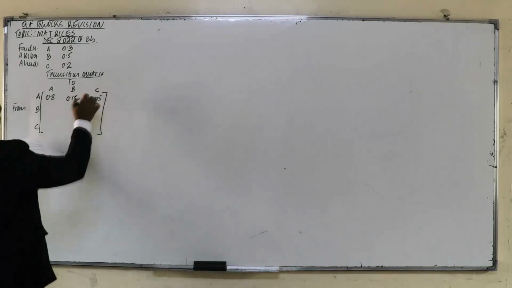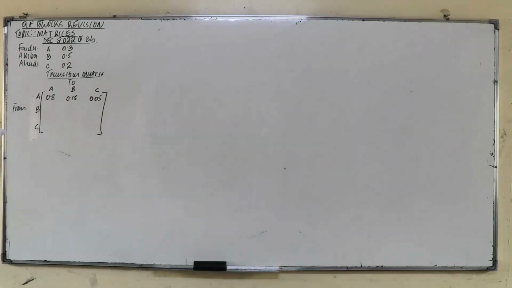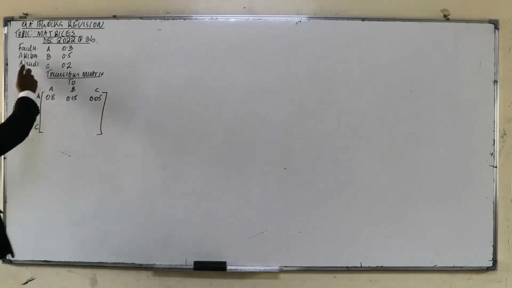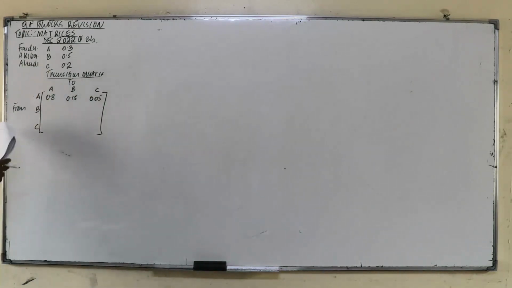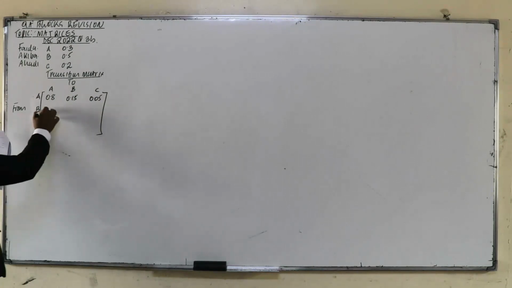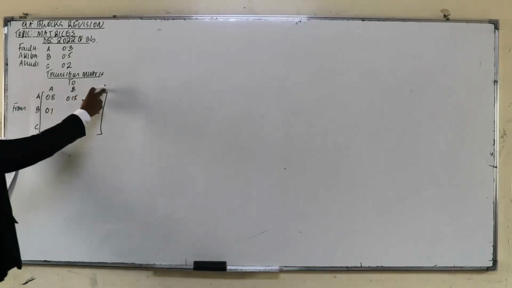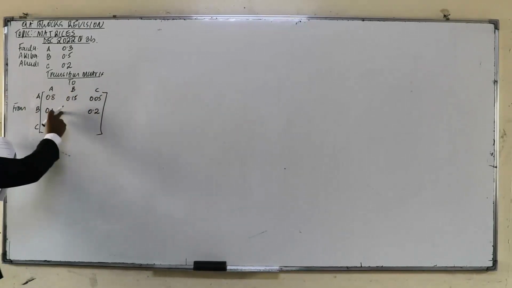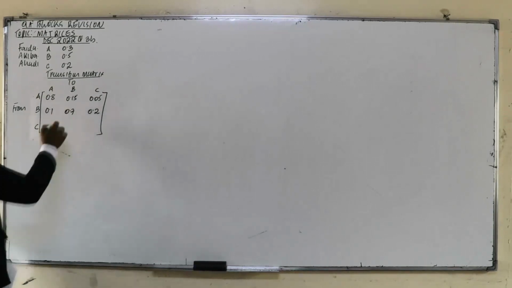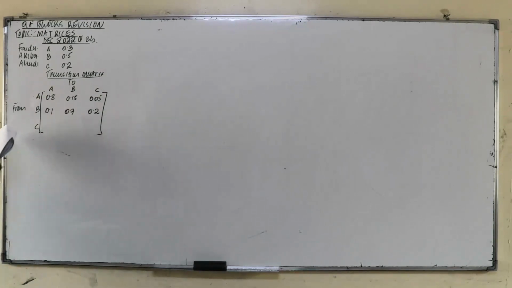0.15 and 0.05 to Faida Bank and Ahadi Bank, respectively. Number 2, Akiba Bank, now Akiba is our B, so now we are moving from B. Akiba Bank had lost 10% and 20% of its market share to Faida and Ahadi. So Akiba, how much did we retain? 0.7 or 70%.